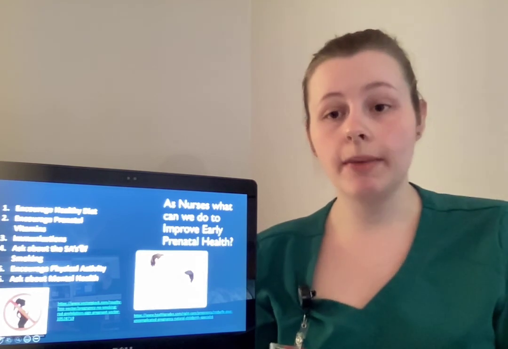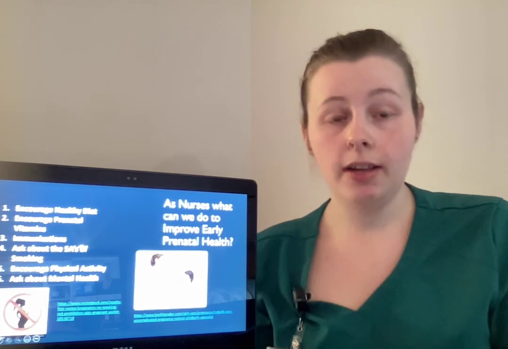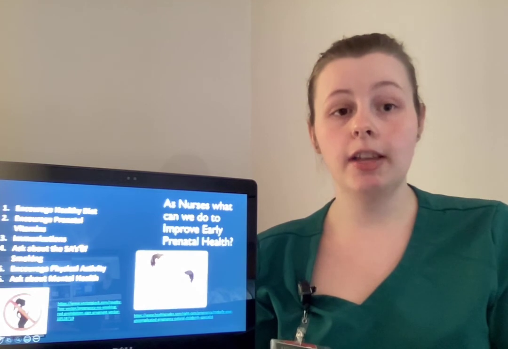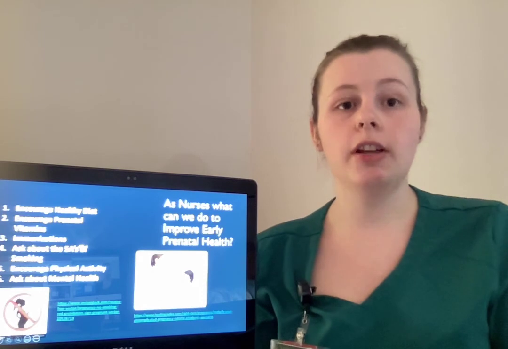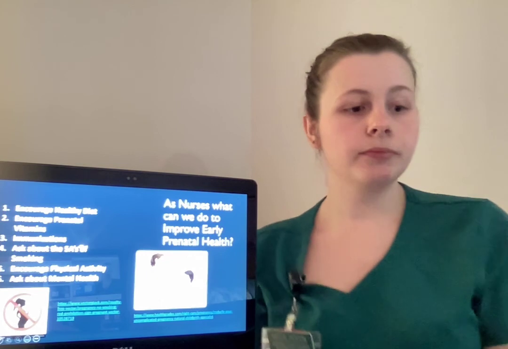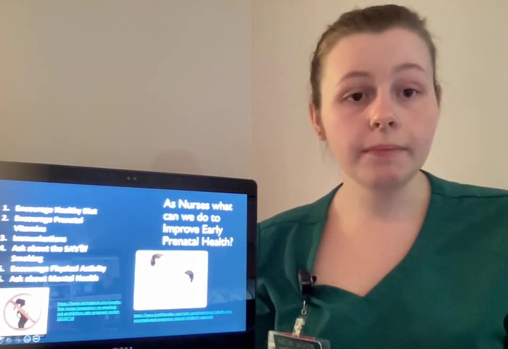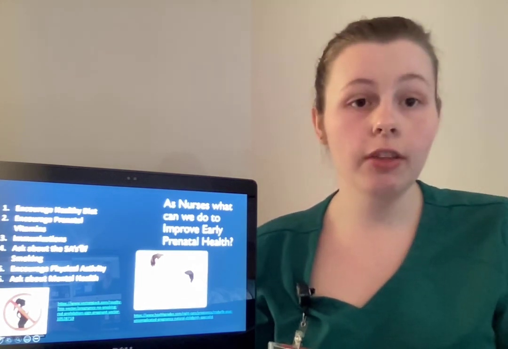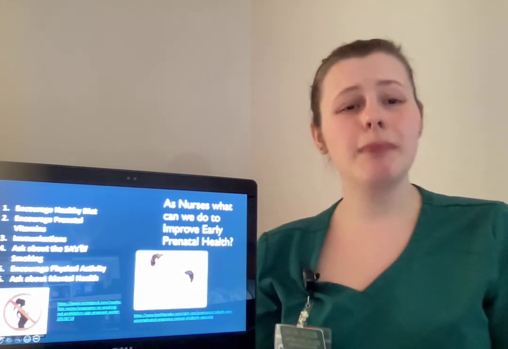Now, in these pregnant women, we're also going to talk to them about secondhand smoking, because a lot of secondhand smoking is worse than firsthand smoking. And we just want to address that for them to stay away from smokers. We're also going to encourage physical activity. At least 30 minutes of walking a day will greatly impact not only their health, but also the developing baby's health. And we're also going to speak to them about their mental health.